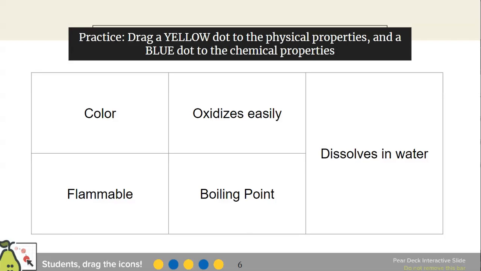So let's practice. Identify which of these would be physical and which of these would be chemical. Pause and then press play when you're ready to go over it.